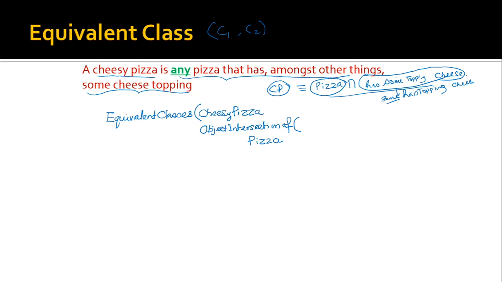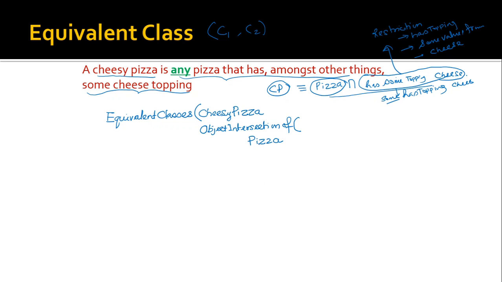So we'll be using some values from restriction. We are modeling this as a restriction class, as we did earlier. Now this restriction class has got two things. One is on which property, and the on which property part is has topping. And what kind of restriction? The kind of restriction is some values from. And what is the value? Value is cheese, right? So this is how we'll be modeling.